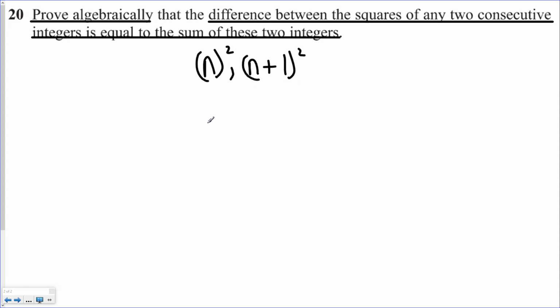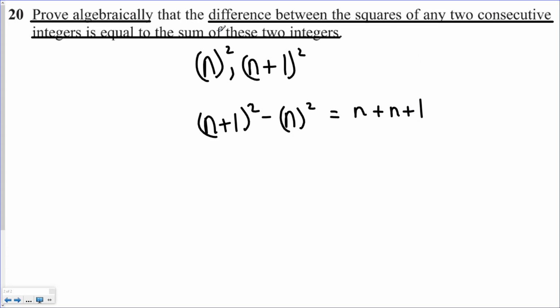a negative answer. So let's do the bigger number squared, subtract, because they want the difference between them. And they tell us that it's equal, so we need an equals sign, to the sum. Sum means add, so we have to add these two integers before they were squared: n plus 1.